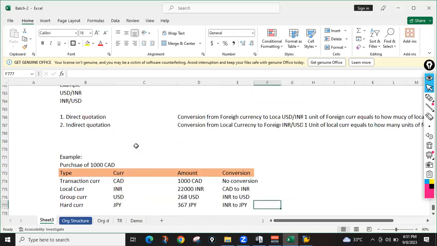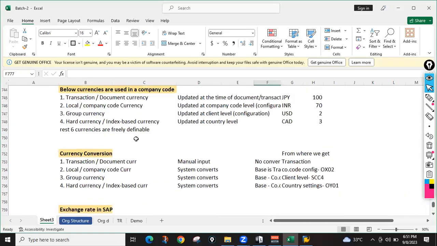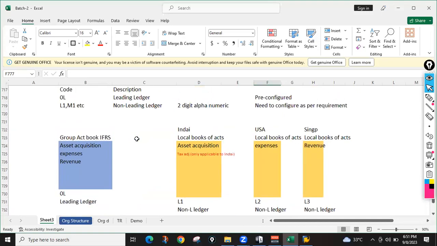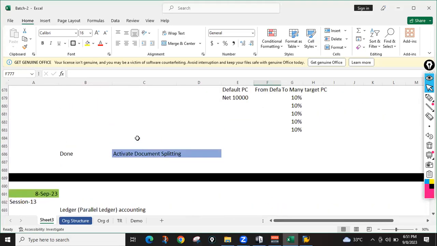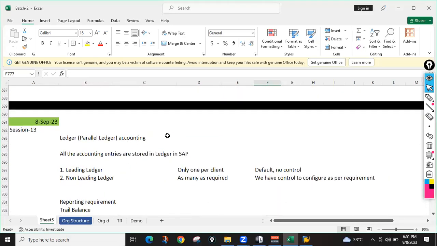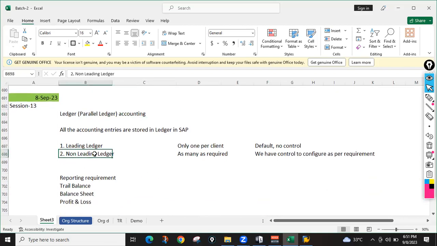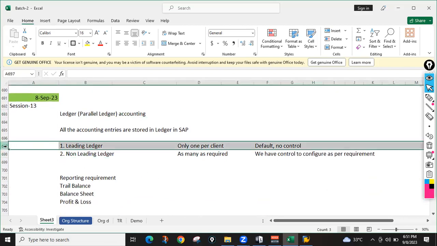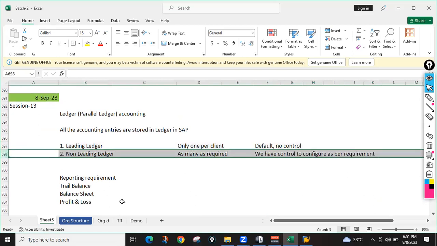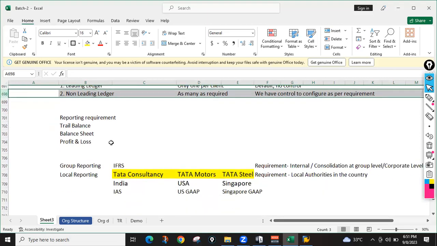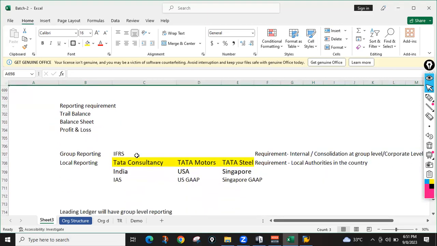Okay, so theoretically what we have covered, let me just brief. Today we started learning about the ledger concept. So we know the leading ledger and non-leading ledger. Leading ledger is used for group level reporting. Non-leading ledger is used for individual country level reporting, local reporting purpose, balance sheet, P&L, all those things.